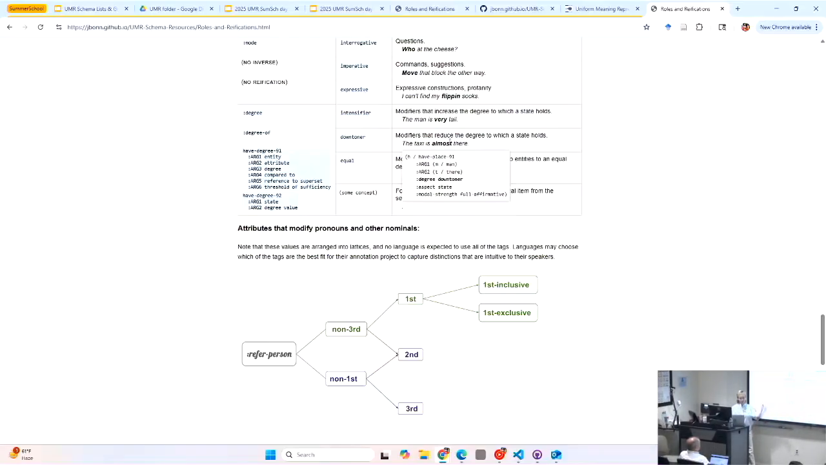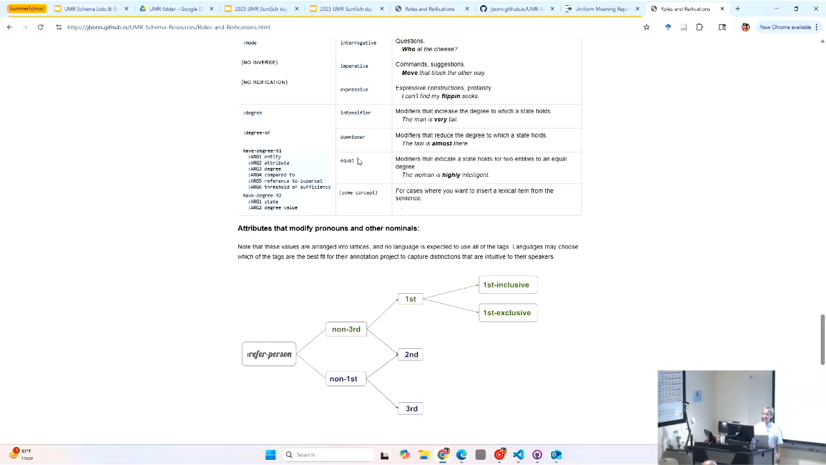And so downtoner is the numbers. Intensifier, downtoner, and equal. I couldn't find any examples of equal in our release data. I feel like this is not the example that is supposed to go down below. I didn't have an example for equal. This should go down here. So some concept just means that you want to actually put the word from the sentence into the role.